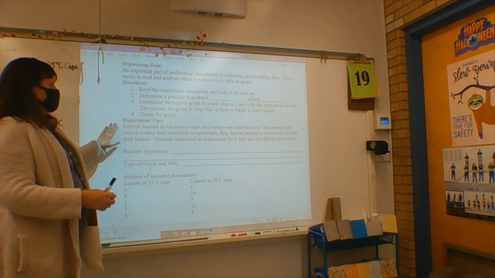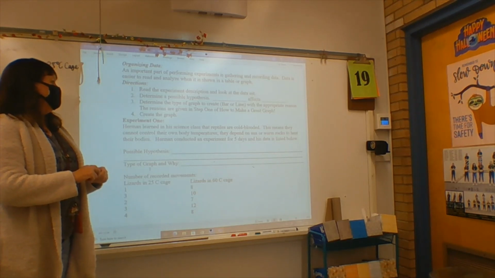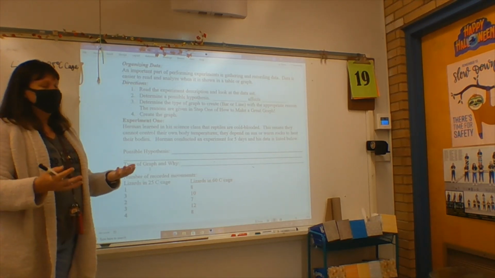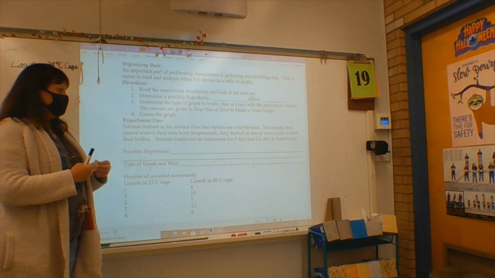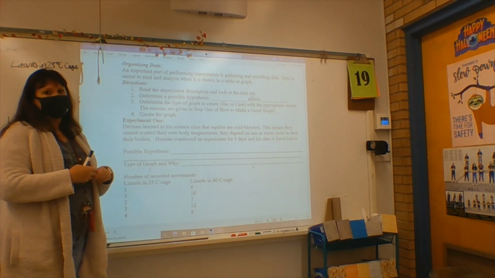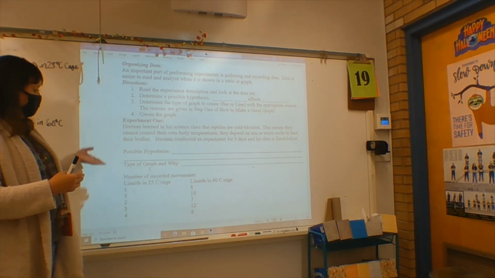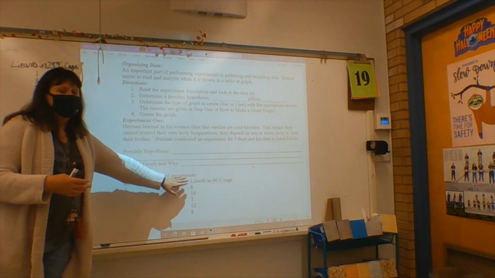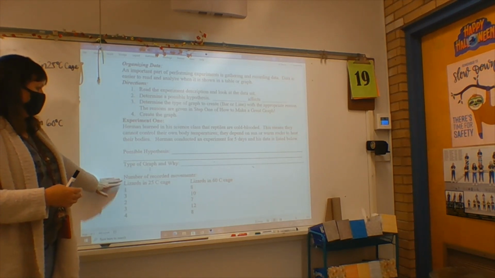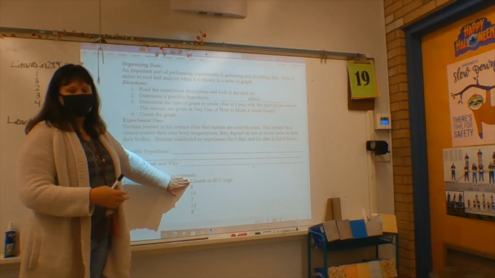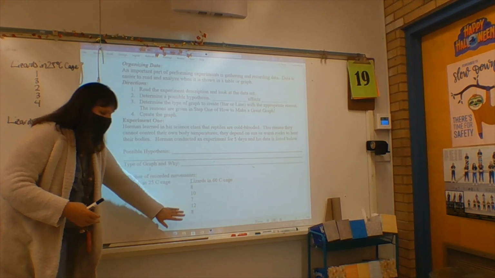So, experiment 1. Herman learns in his science class that reptiles are cold-blooded. This means they can't control their own body temperatures, and they depend on the sun or the warm rocks to heat their bodies. Herman conducted an experiment for 5 days, and we have his data listed below. So, if we take a good look at Herman's data, we have the number of recorded movements for the lizards. We have lizards that are in a 25°C cage, and we have lizards in a 60°C cage. And these are the recorded lizard movements every single day as you take a look at them.